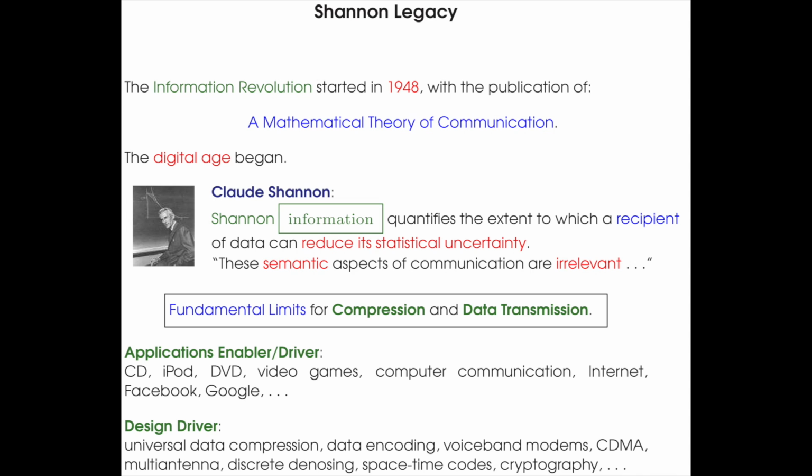In 1948, he wrote the paper, A Mathematical Theory of Communication, and the digital age began. In this paper, he did three things, at least from my perspective. First, he gave us the first rigorous definition of information, and I will spend some time trying to explain what it is. At that time he said that the semantic aspect of communication is irrelevant for information. Let me explain why he did it.